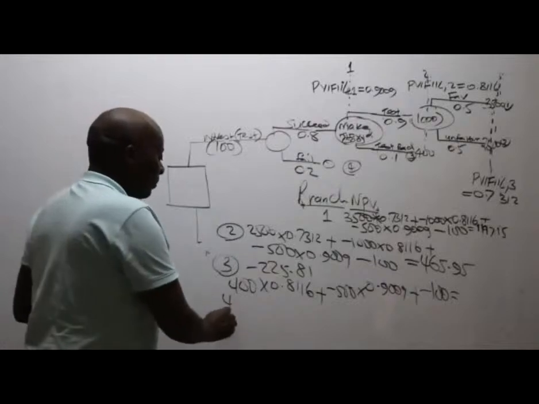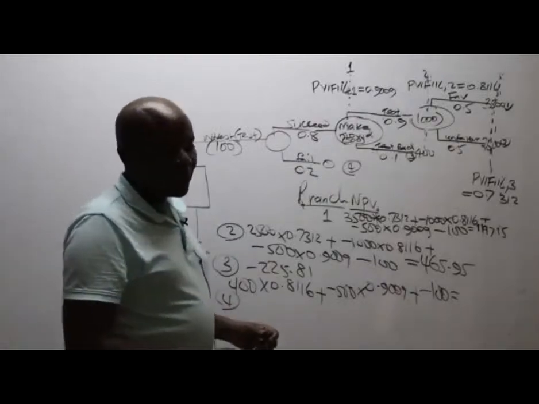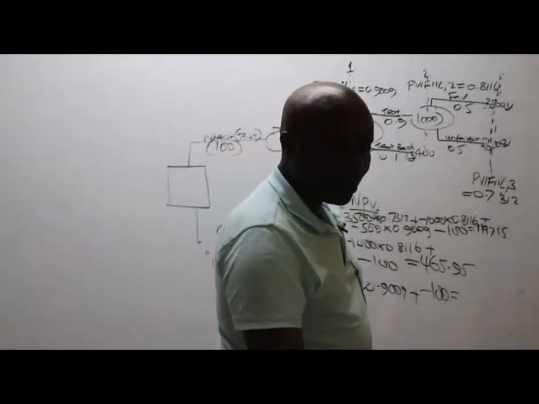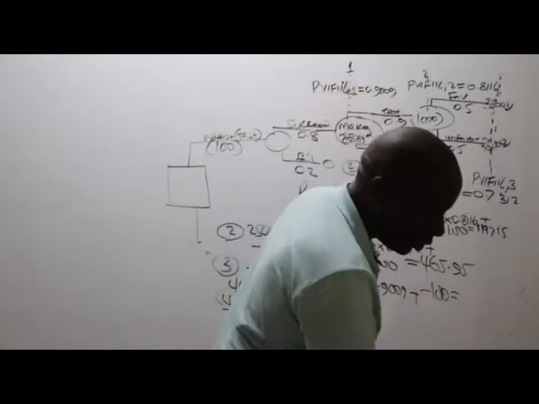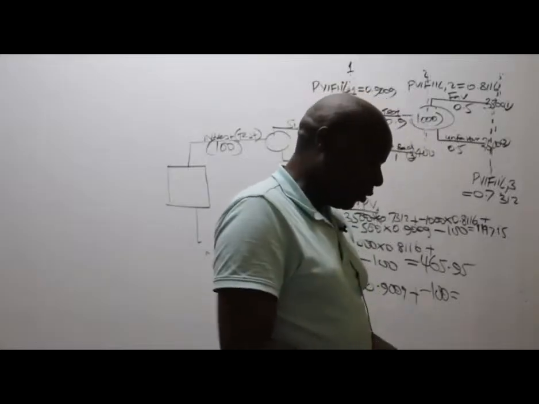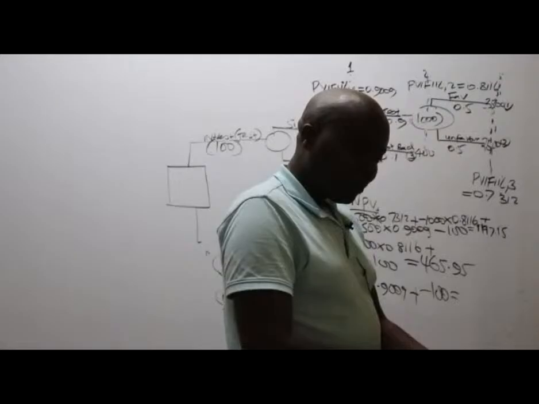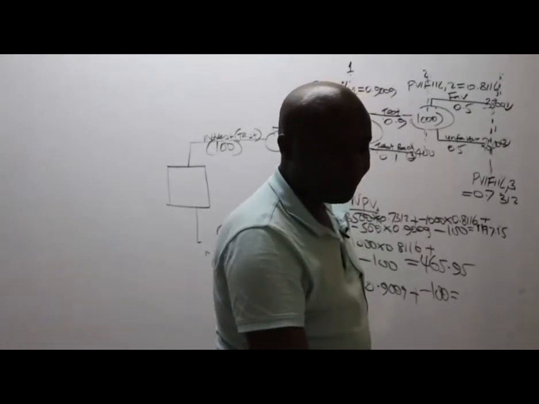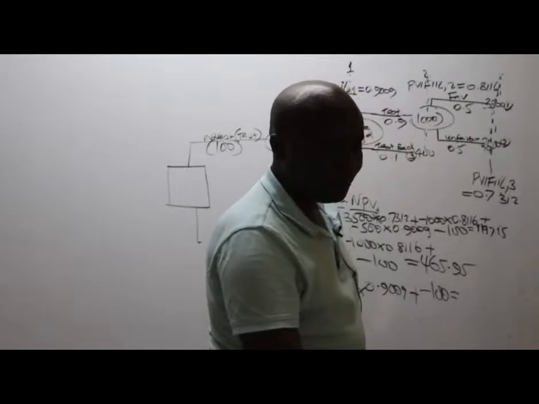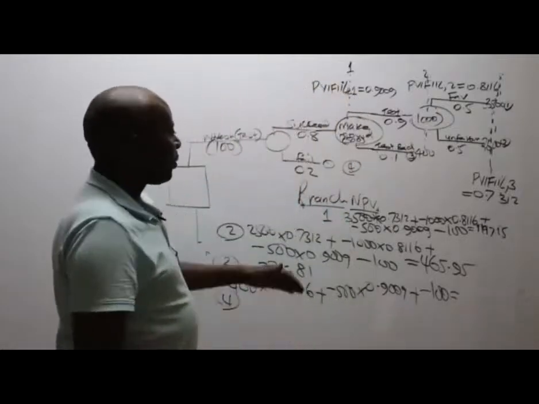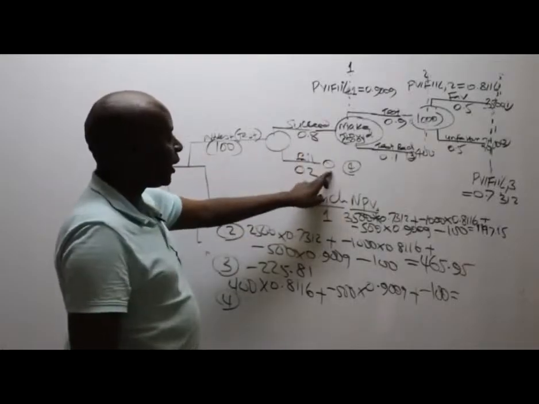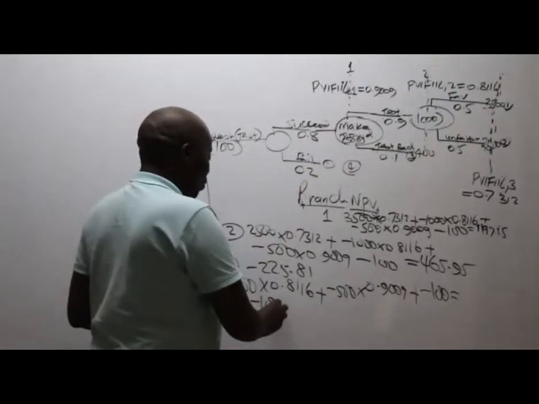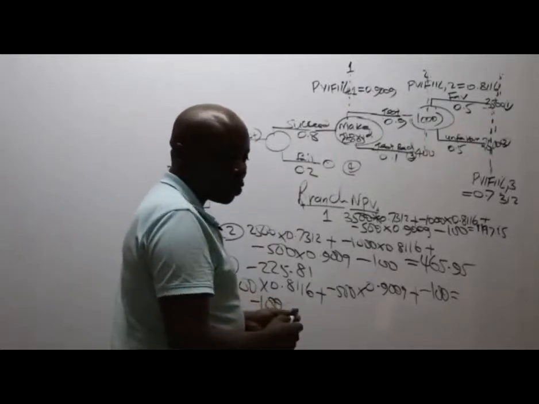And then you go to branch number 4. What do we have in branch number 4? So branch number 4 is no cash flow there, 0 minus 100. So branch number 4 is minus 100. Thank you so much.